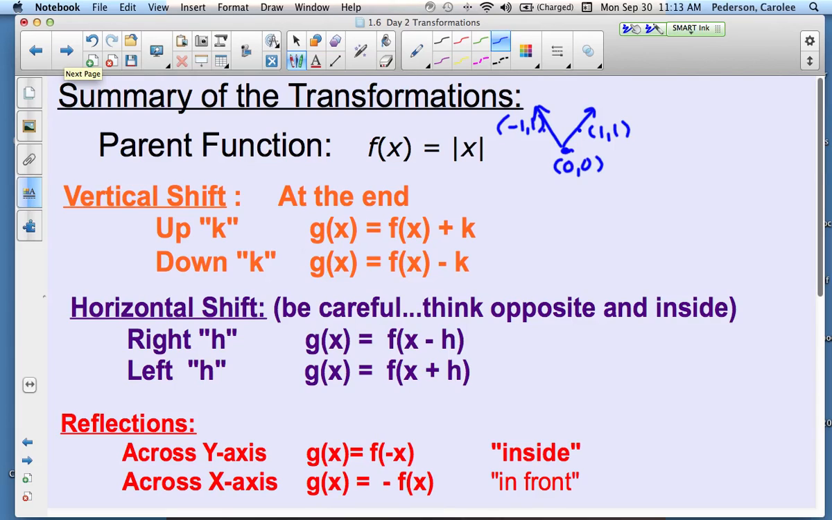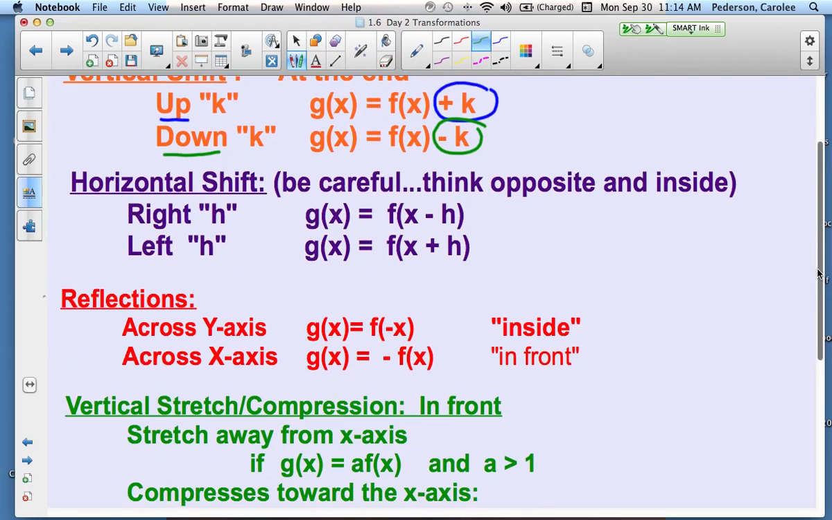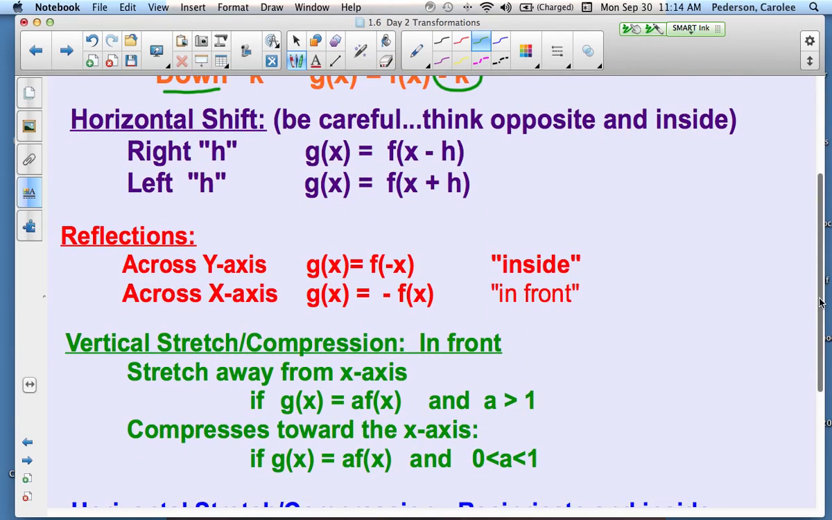If you were to add a k to the end of the function, it's going to move it up that many units. If you subtract a k from the end of the function, it'll go down that many units. That's what we call vertical shifts. You may need to pause this video to take it all in.